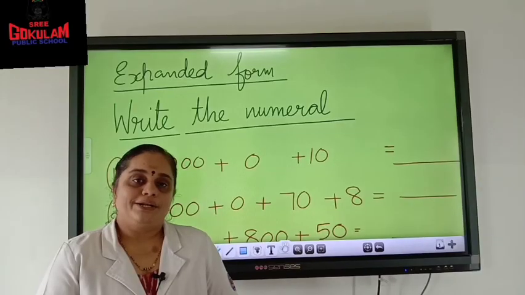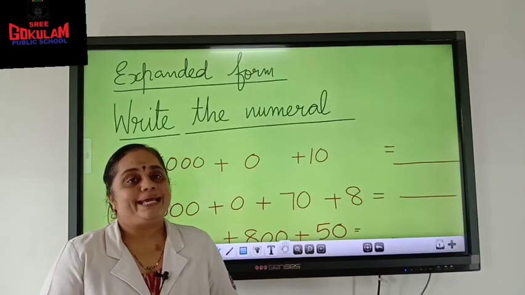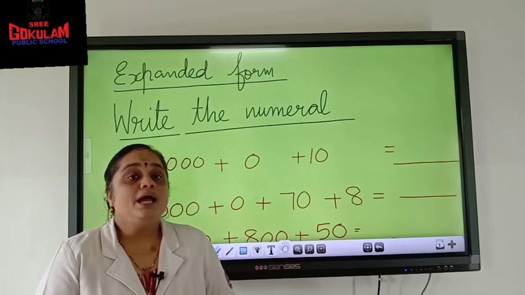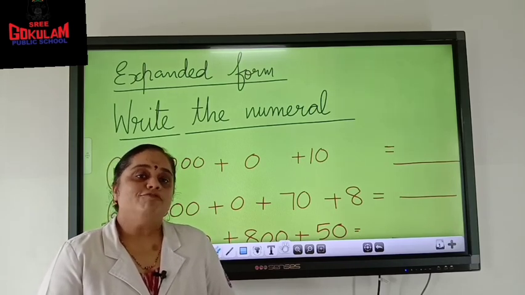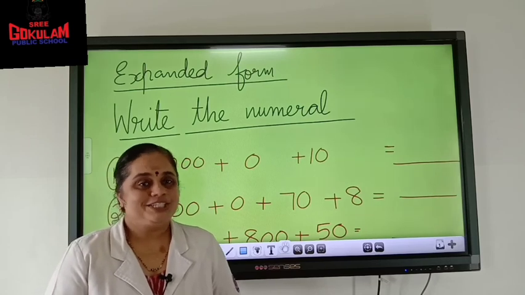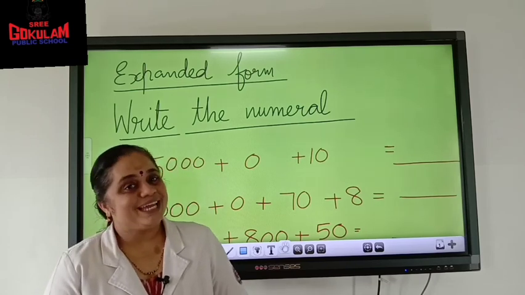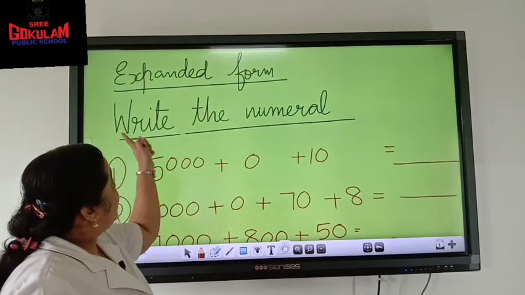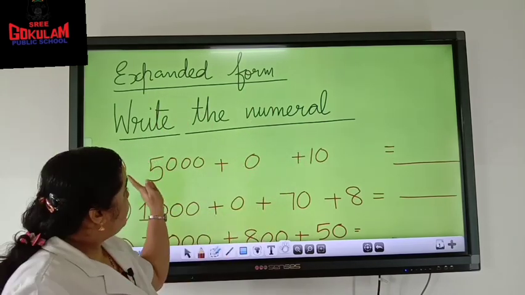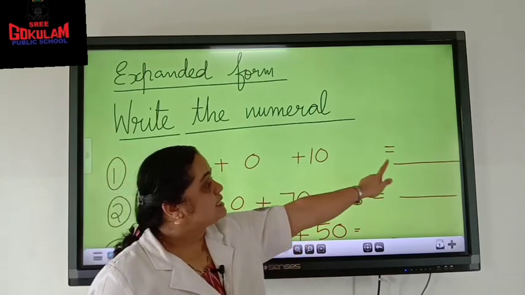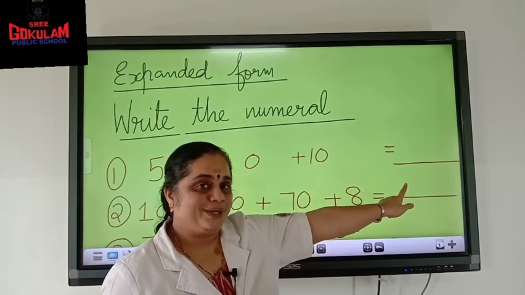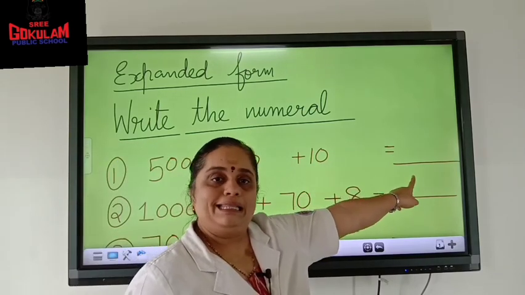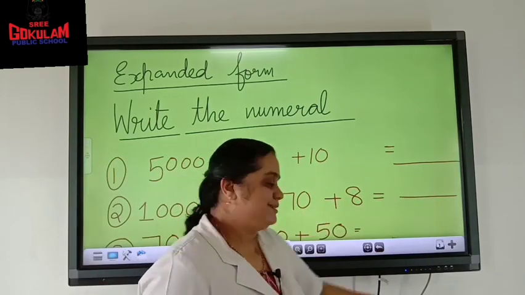Okay, children? Children, we learned how to expand a number, isn't it? Now let us see how we will write a number which is in its expanded form. Shall we see it, children? Please look at the board. Under expanded form, write the numeral. Expanded form is given and we are supposed to write the number. Shall we do it?